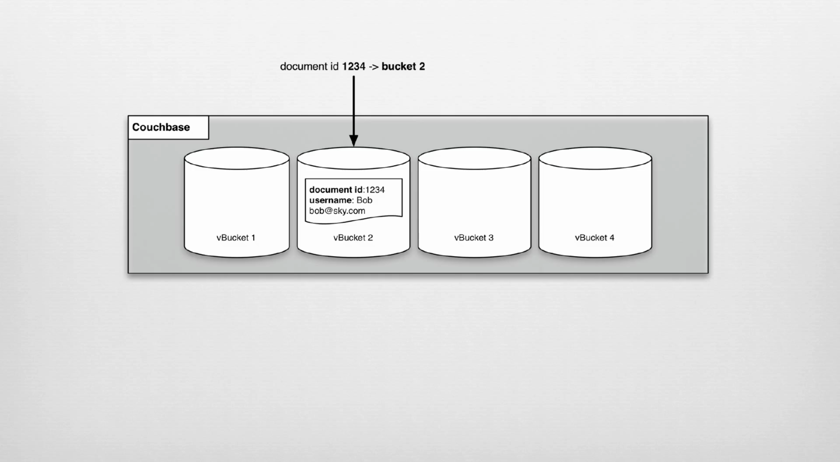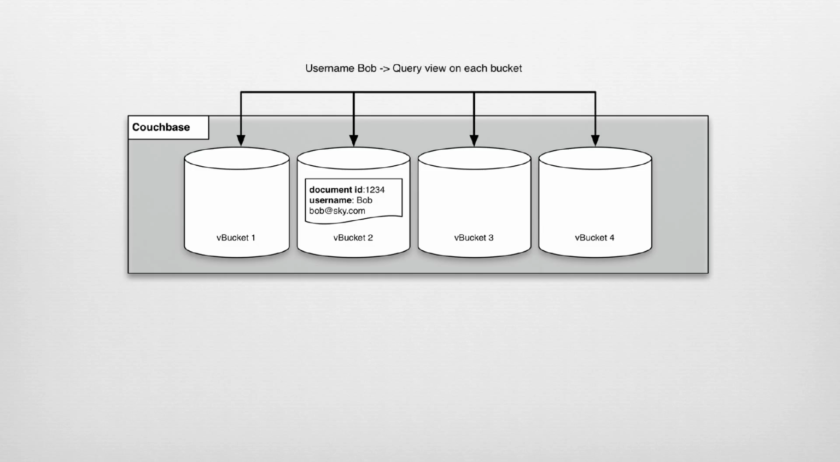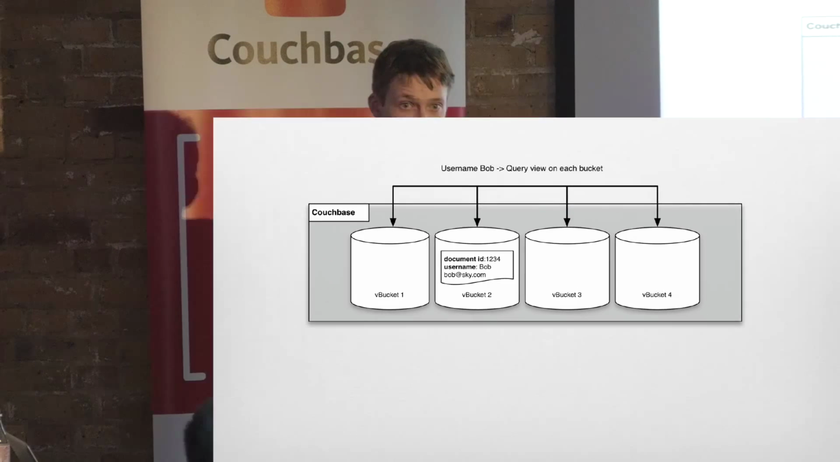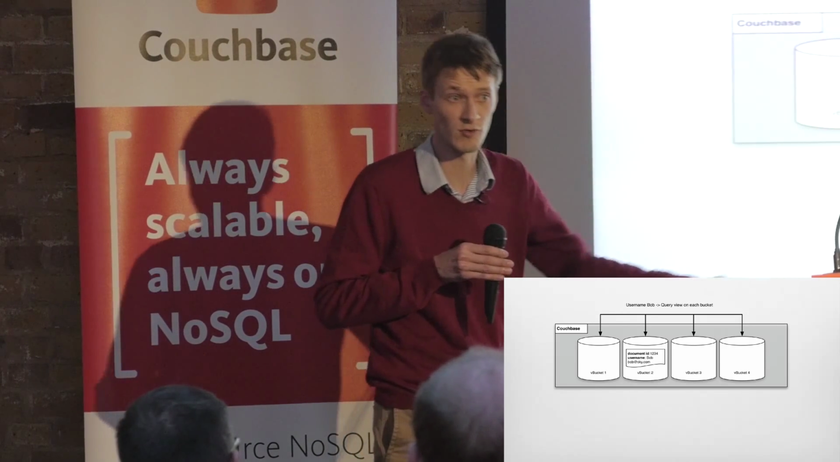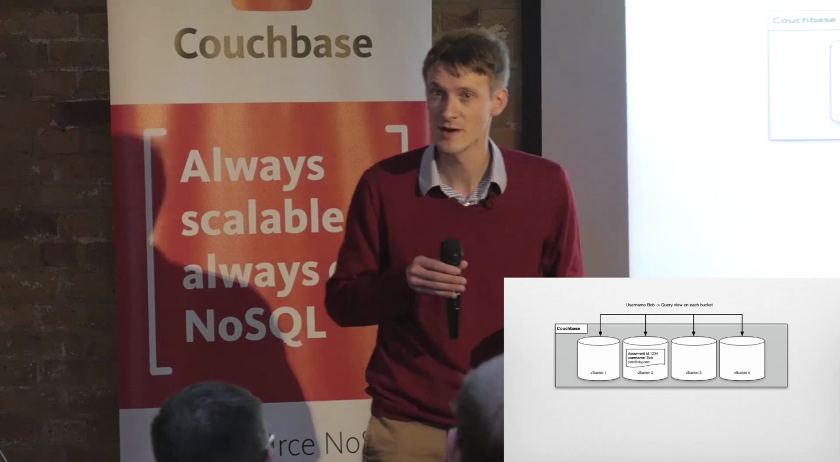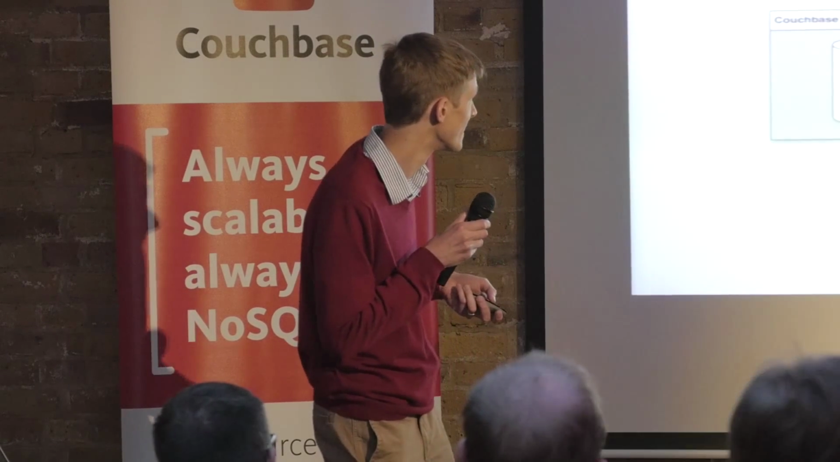Whereas if you have to query the same database, but this time I want to find my user based on the username, I cannot tell from the username Bob which bucket this data lives in. It's been moved into bucket number 2 based on the profile ID, nothing else. So this is why views are great, but they have to query each bucket, and one of them is going to return back to you your information.